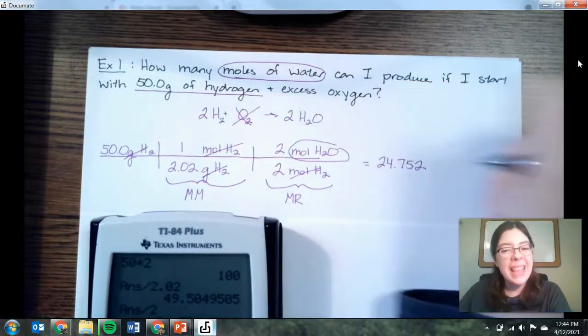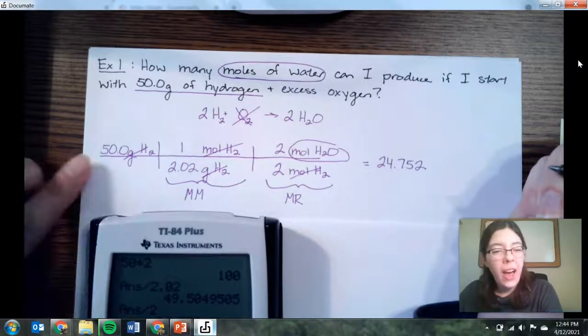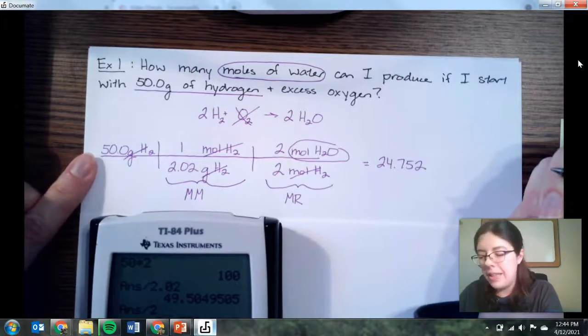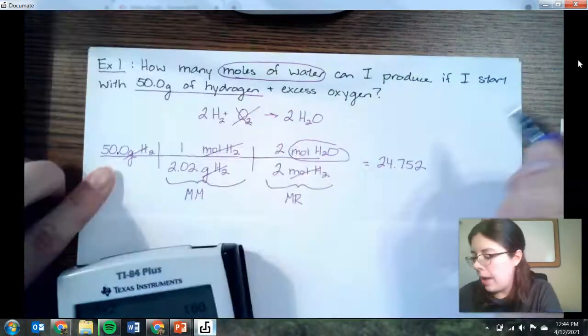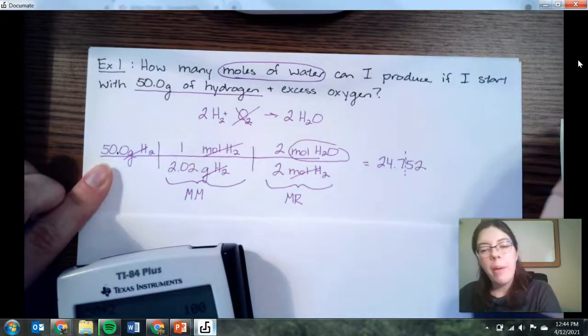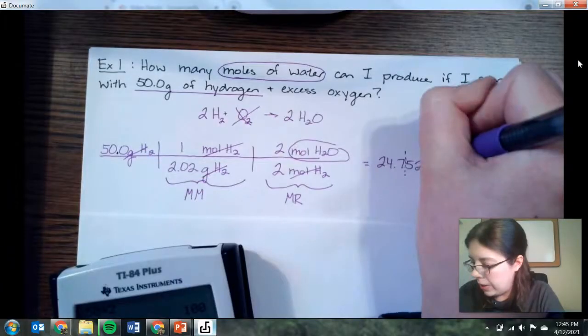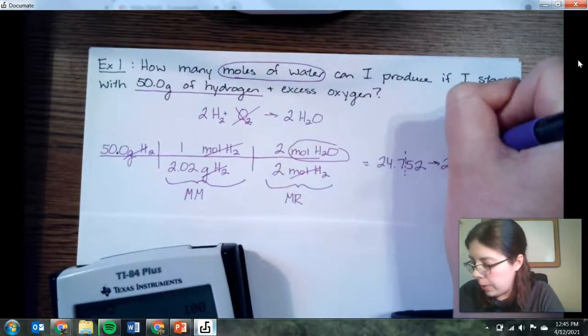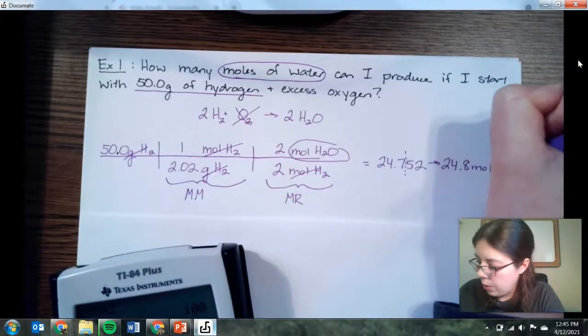But we do want to go ahead and think about sig figs just like always. So in this case, I start off with 3 sig figs. The zeros are significant because I do have that decimal point there. So for my answer, I'm going to chop it off after the 7. So I'm chopping off a 5 and a 2. 5s round up. So my answer gets rounded to 24.8 moles of water.